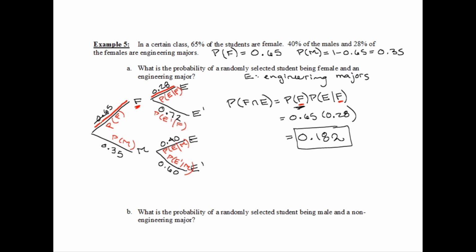To go right along here, F and then E. So we follow that branch, we just multiply those numbers along, and that gives us our 0.182. And we end up using that product rule for probabilities without even realizing we're using it. We're just looking at our probability tree.